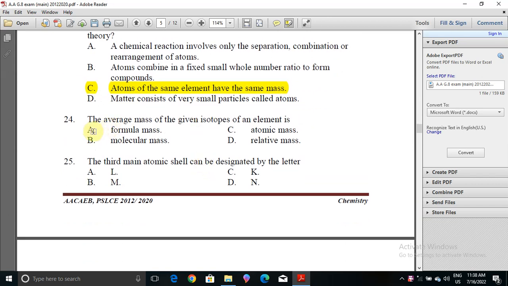Okay, now question number 24. The average mass of the given isotopes of an element is what? Formula mass, molecular mass, atomic mass, or relative mass? Here it says the average mass of the given isotopes. It will be the atomic mass.